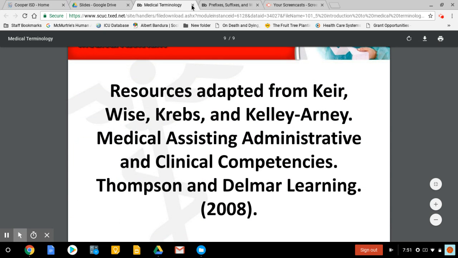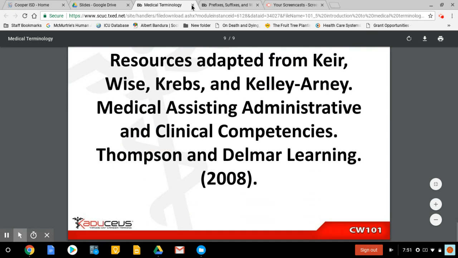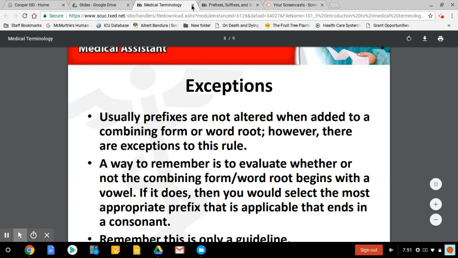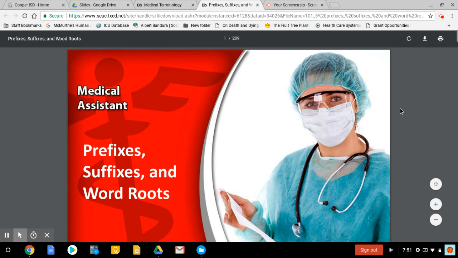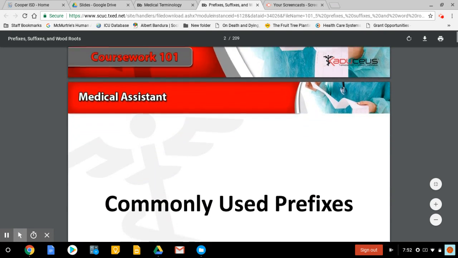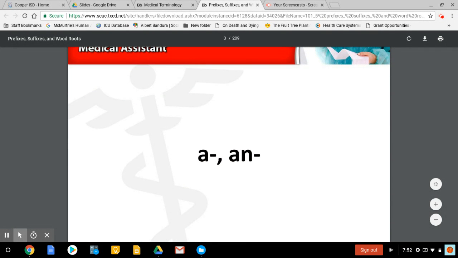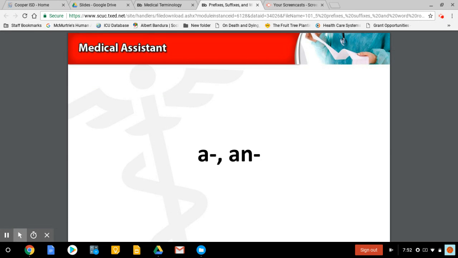These are some resources that y'all will get access to, but the more important thing is just understanding, and tomorrow we'll talk some more about how those prefixes go together. I'm going to flip over and show you some of those. These are some of the prefixes, suffixes, and root words. These are some of the commonly used prefixes. A or an means without.